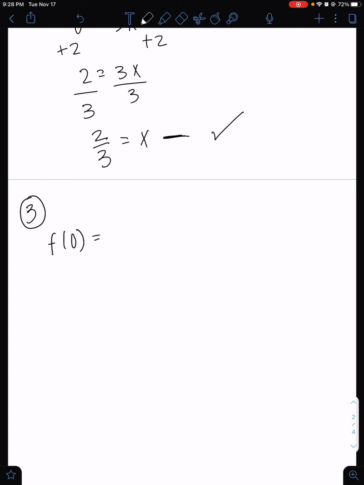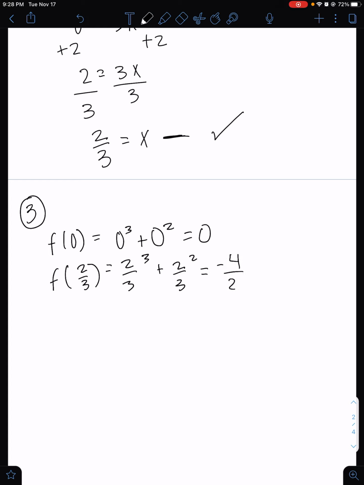So in this case, f(0), and plug it into the original function, sorry. f(2/3), so 2/3 cubed minus 2/3 squared. That comes out to -4/27, which equals -0.148.